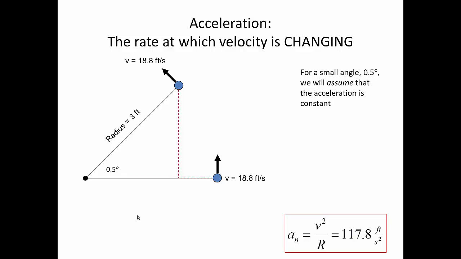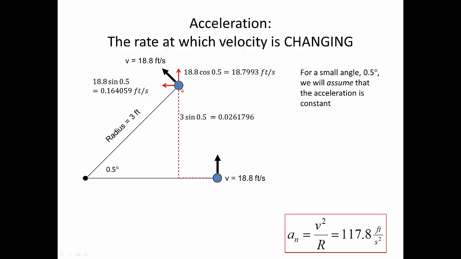So if we have a constant acceleration, we can use our constant acceleration equations. Well, let's analyze this in Cartesian coordinates with respect to an x direction and a y direction. If we look at our velocity up here, when we're at an angle of 0.5 degrees, we have velocity in the y direction, which would be equal to 18.8 times the cosine of 0.5. And we have a velocity in the x direction, which would be 18.8 times the sine of 0.5. Notice that this would also be in a negative direction.